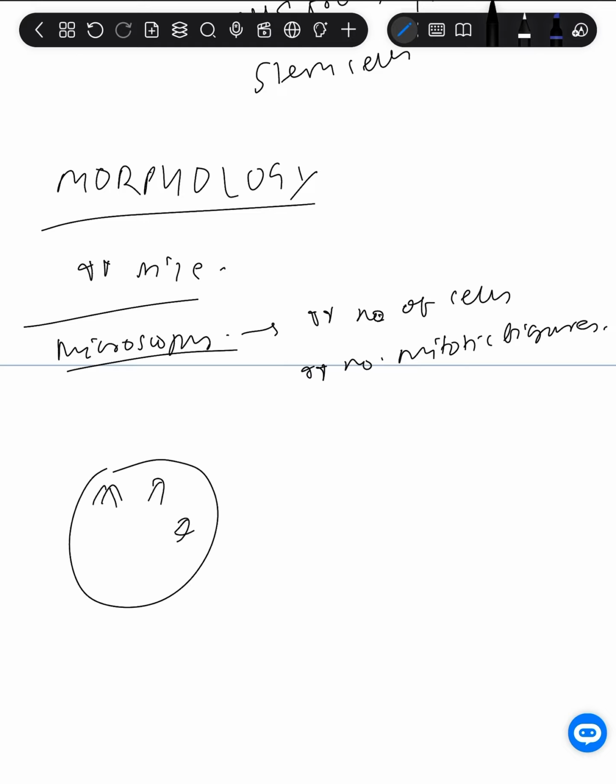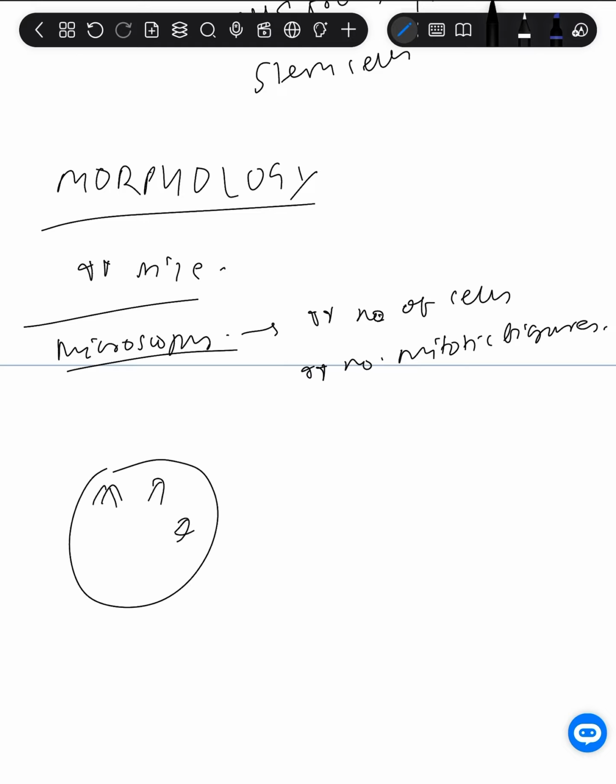This is seen in anaplasia. This is hyperplasia: increased number of cells, sorry, I'm stressing the size, but increased number of cells showing mitotic figures. That is what I mean by number of mitotic figures increased. I hope you are clear.